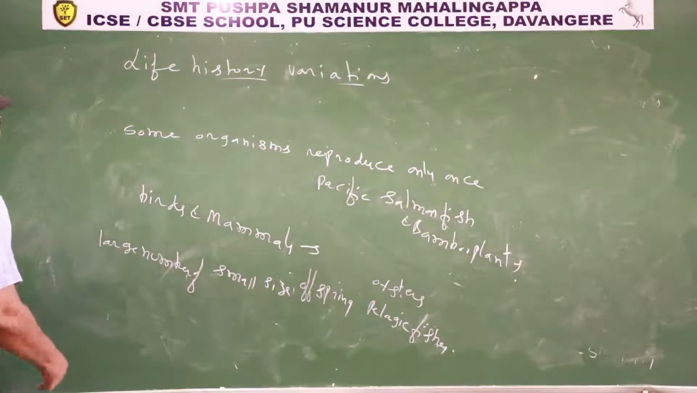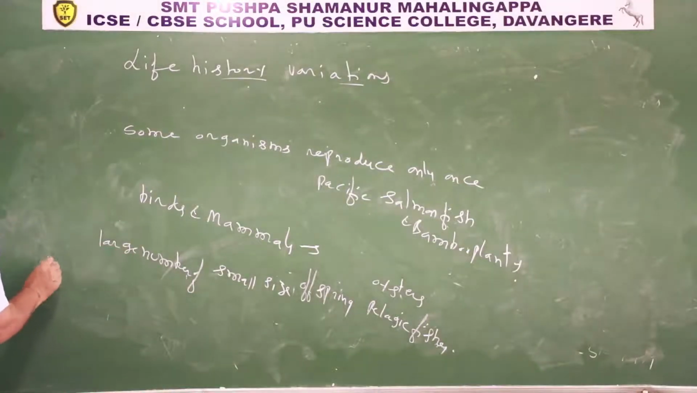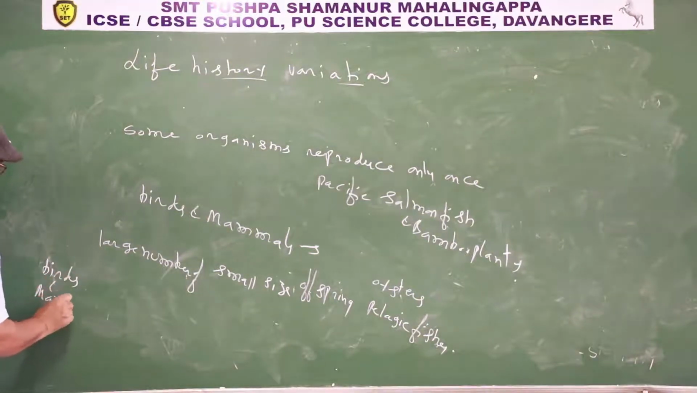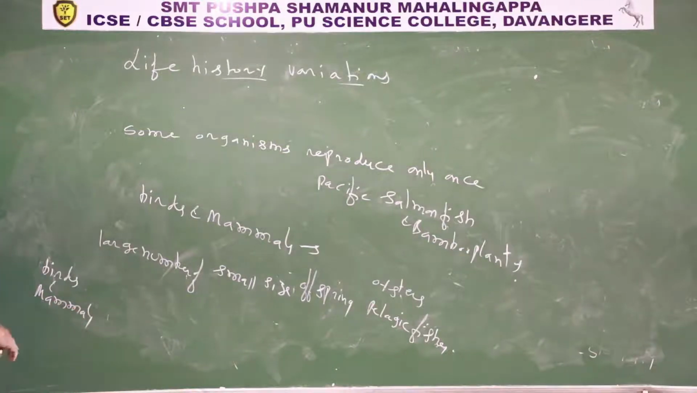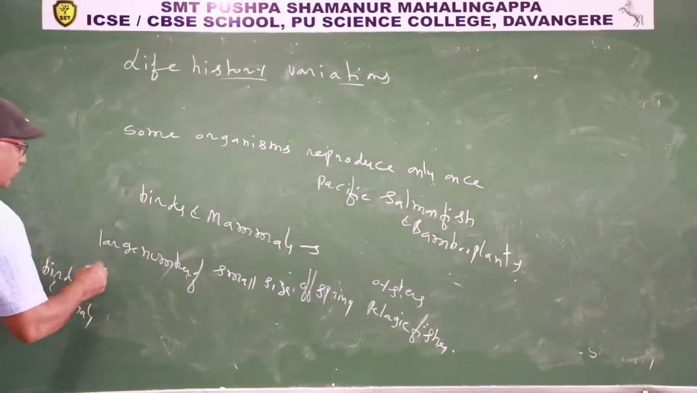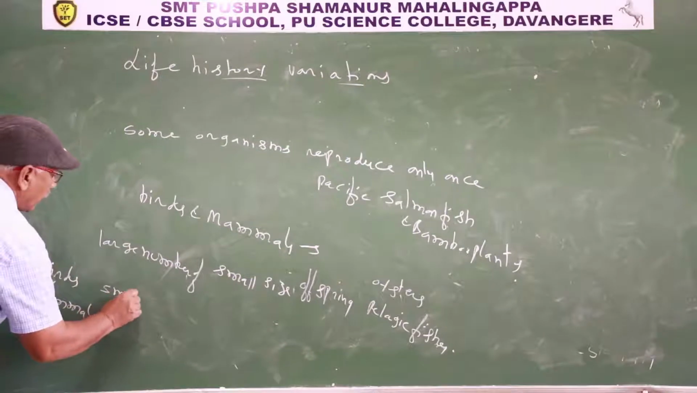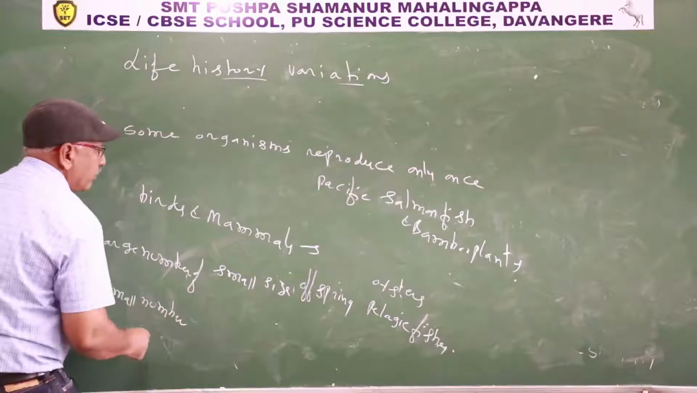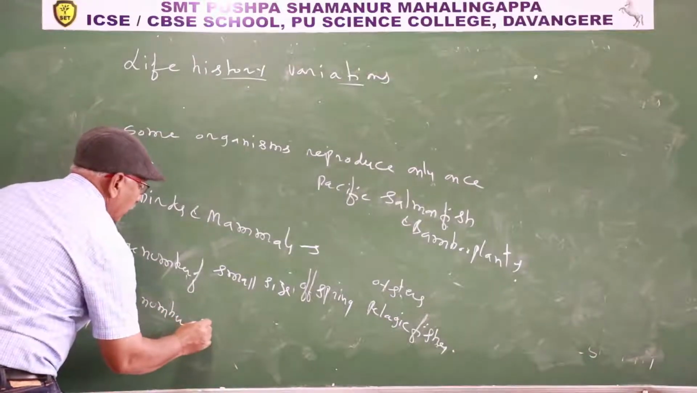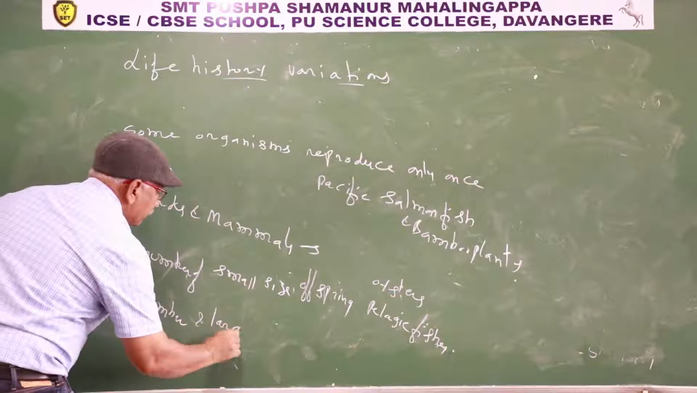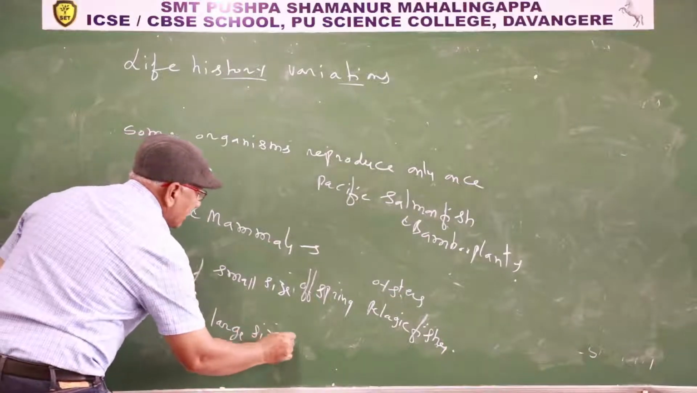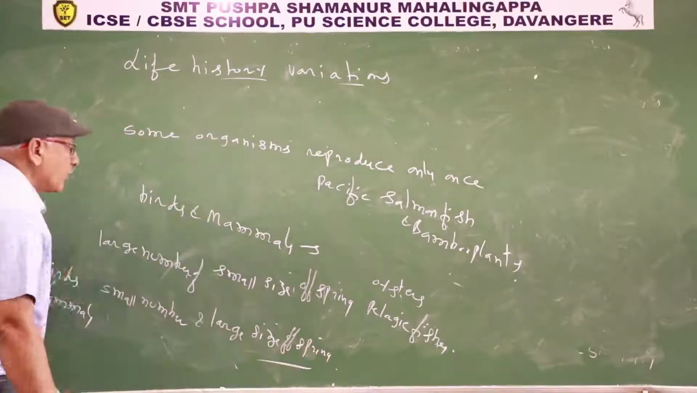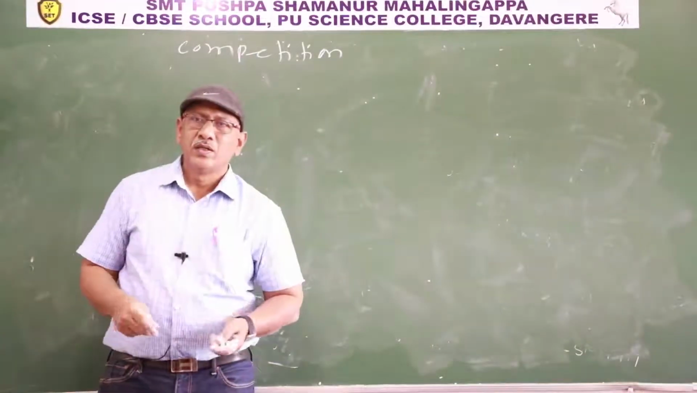And another variation: birds and mammals reproduce and produce a small number of large size offspring. That is the variation. Okay.